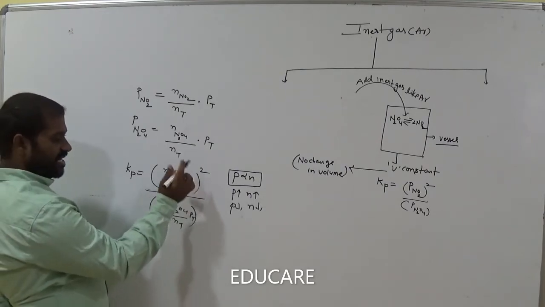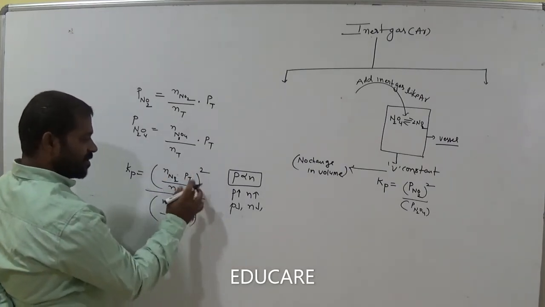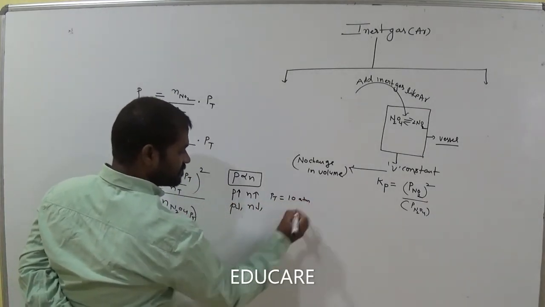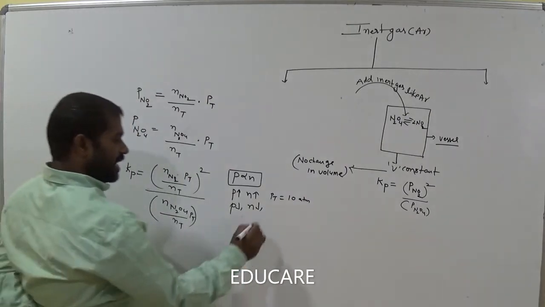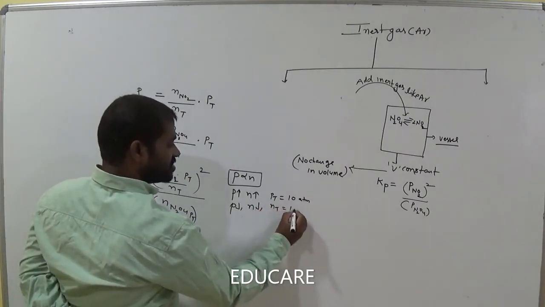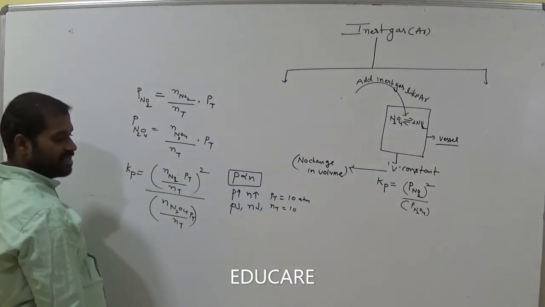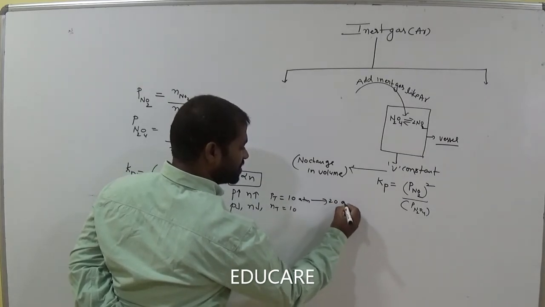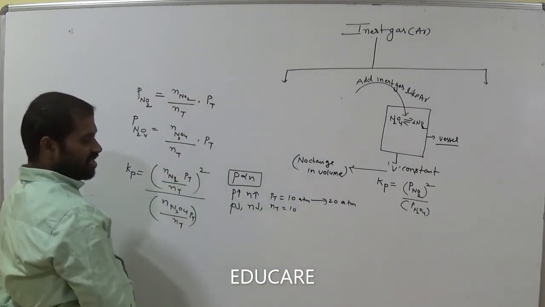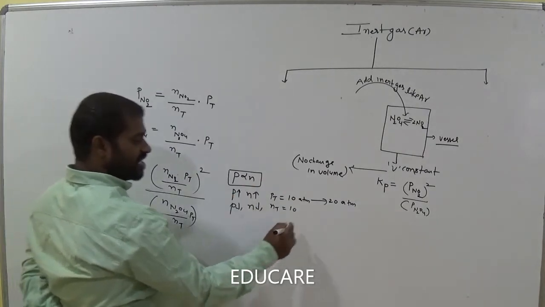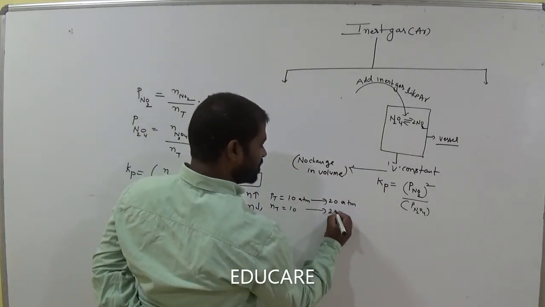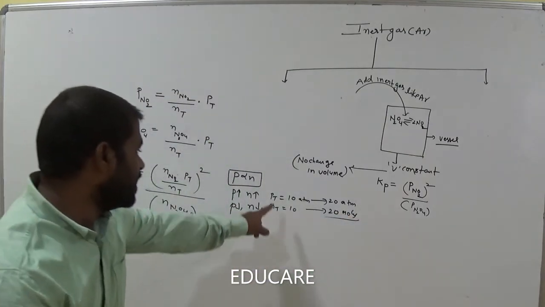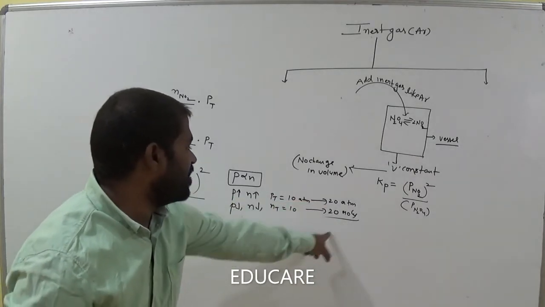Suppose the total pressure is 10 atmosphere, and the total number of moles is also 10 moles. Now if we increase the pressure, suppose to 20 atmosphere, automatically the number of moles also increases. This value is also 20 moles, am I right? That means if we increase the total pressure, automatically the number of moles also increases.